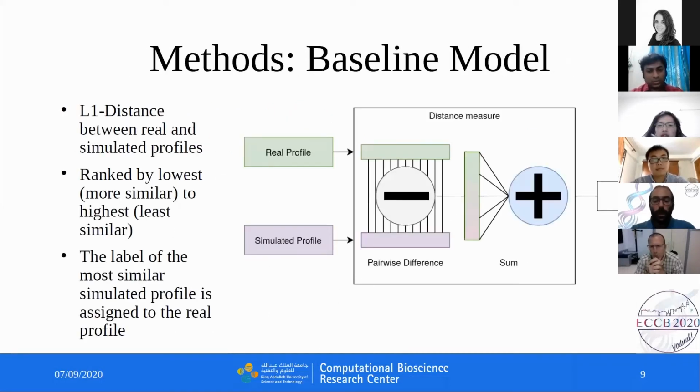So since we didn't find any similar research through the literature, we devised a baseline model, so something simple we could relate to, that is just the L1 distance between the real and the simulated profiles. So once the distance is computed, we ranked the simulated profiles by distance, from the most to the least similar to each of the real profiles, assigning then the label of the best simulated profile to the real profile.